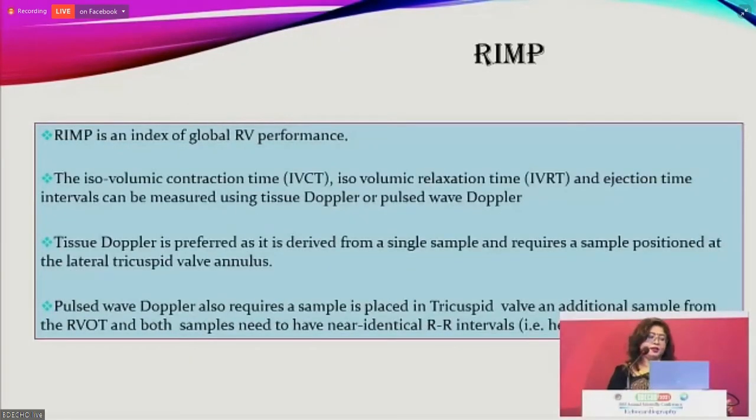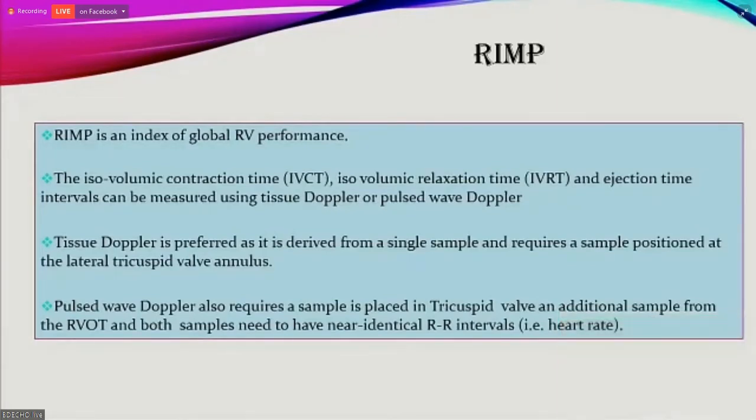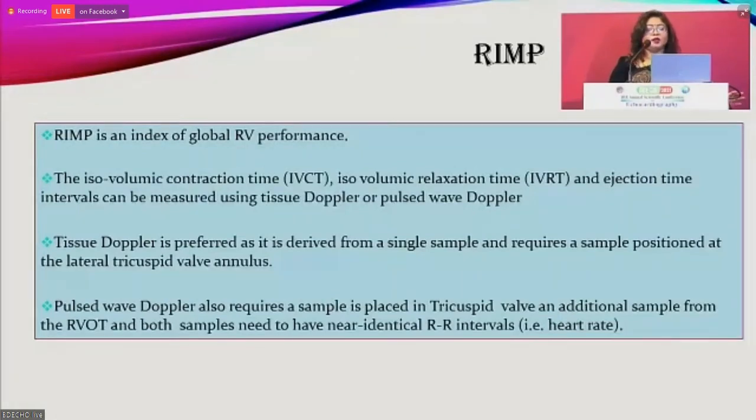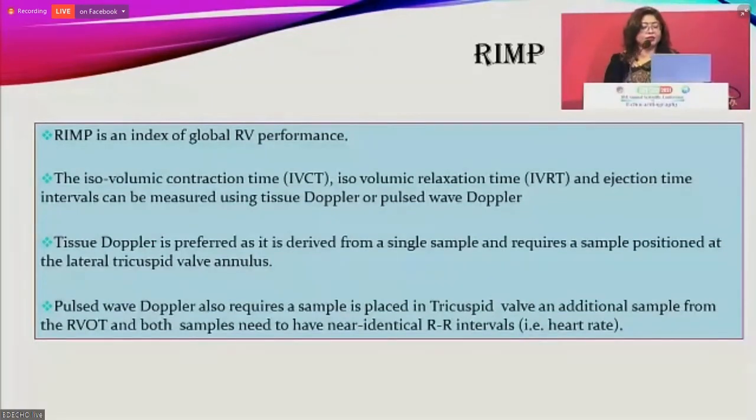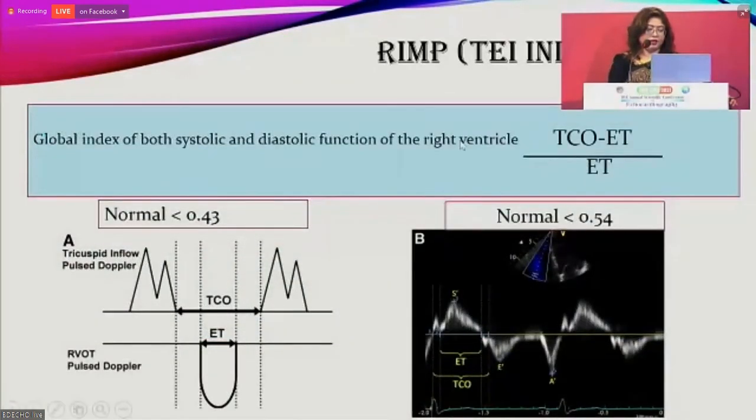RIMP is an index of global RV performance. It includes isovolumetric contraction time, isovolumetric relaxation time, and ejection time. It can be measured using tissue Doppler as well as pulse wave Doppler. Tissue Doppler is preferred as it is derived from a single sample and requires the sample position at the tricuspid valve annulus, like this. You can calculate it from a single measurement, and the normal is less than 0.54.